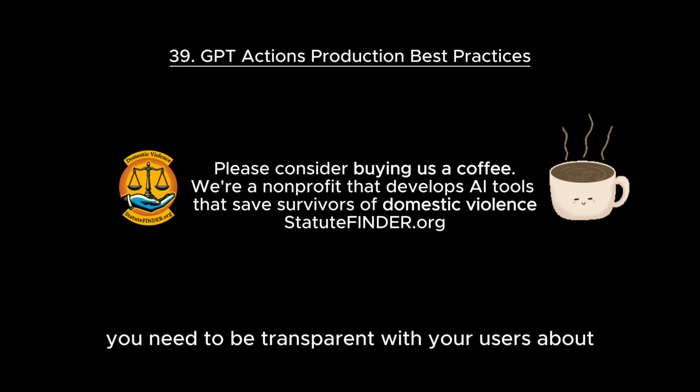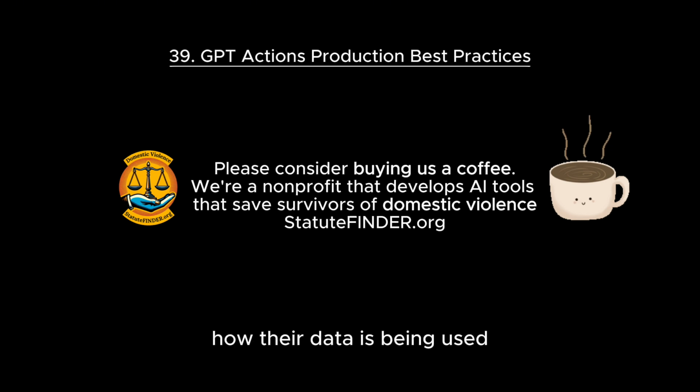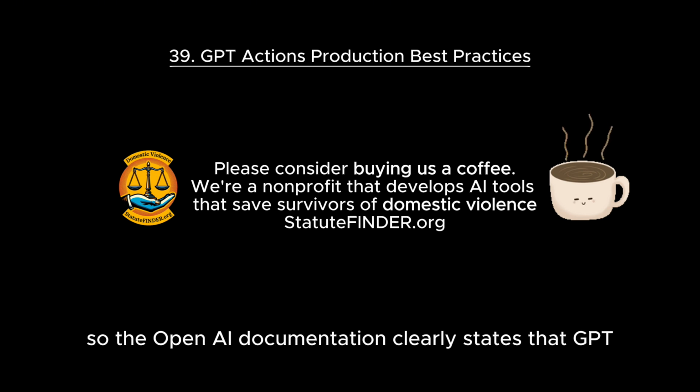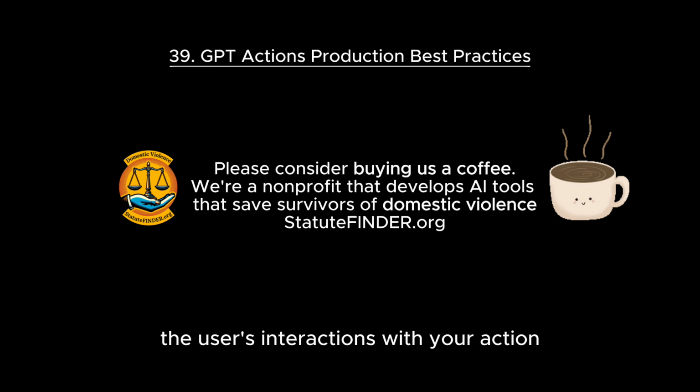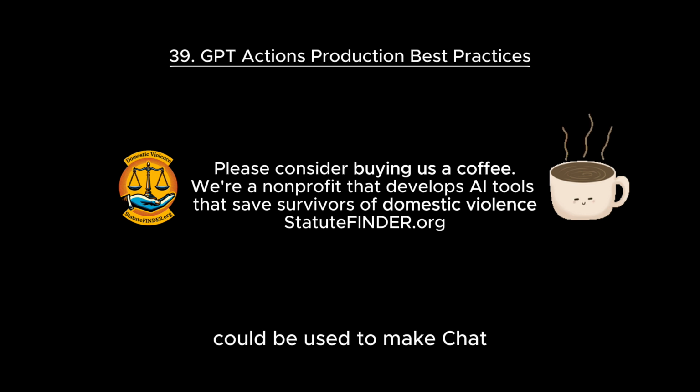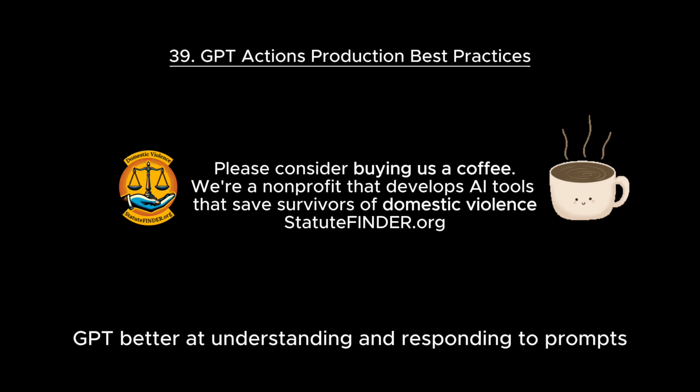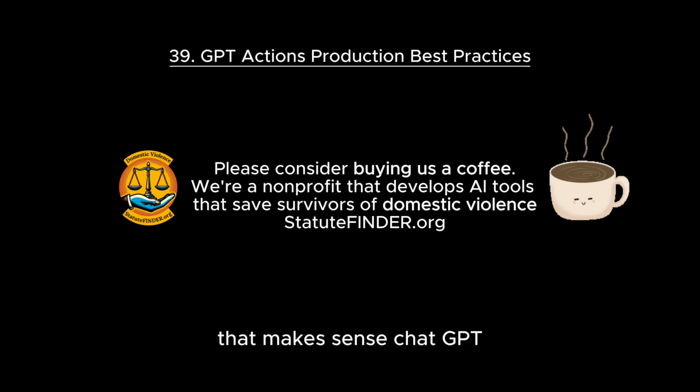So first and foremost, you need to be transparent with your users about how their data is being used. The OpenAI documentation clearly states that GPT action data may be used to improve ChatGPT's overall capabilities. That means that portions of the user's interactions with your action could be used to make ChatGPT better at understanding and responding to prompts. That makes sense.